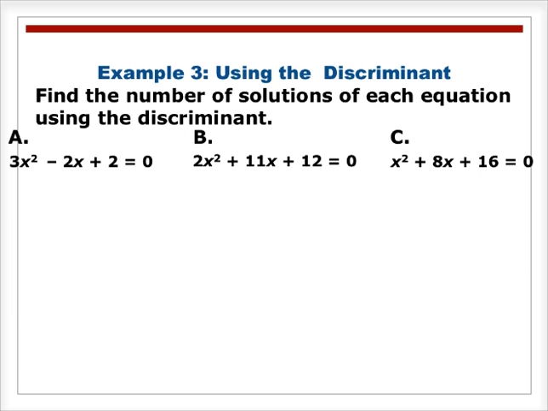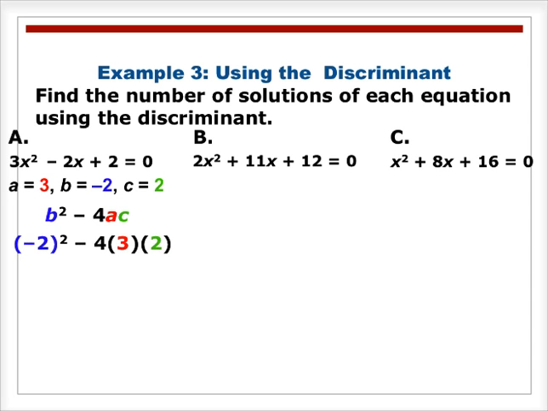Okay, we're going to try using the discriminant. Again, it's just the part of the quadratic formula inside the radical, so it's the b squared minus 4ac. So we have to identify the b and the a and the c. So we've got a is 3, b is negative 2, c is 2. Then we use the discriminant itself, b squared minus 4ac.